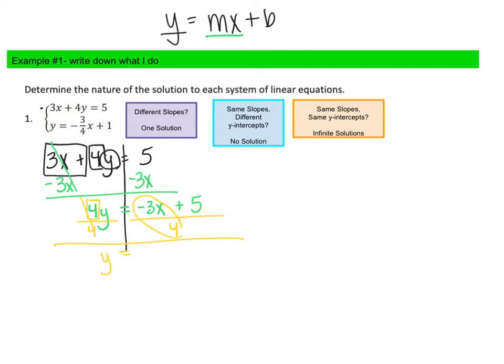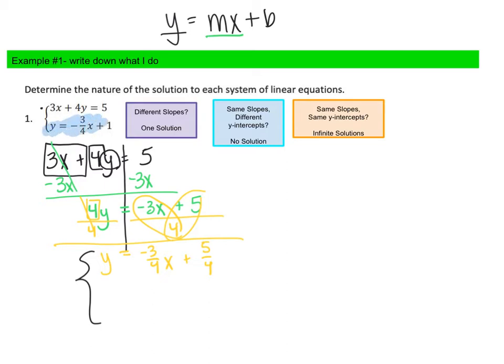Over here I have to do this twice. First one is negative 3/4 x. The second one is 5/4. So now I have my equation y equals mx plus b. Real quick, I'm just going to rewrite my system. So that was my first equation, and the second equation they gave me is already written in the correct format.